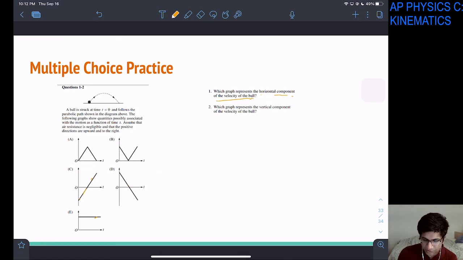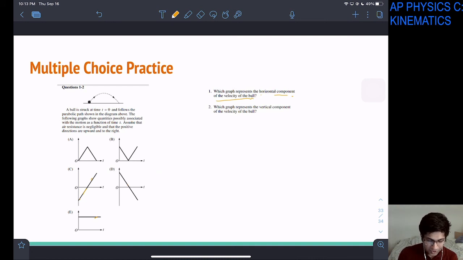And part 2, which graph represents the vertical component of the velocity of the ball? The vertical component is going to be a different answer, probably, because now, has acceleration changed? Where is acceleration? Is it in the X component? Is it in the Y component? Is acceleration positive or negative? How do we know if it's positive or negative?